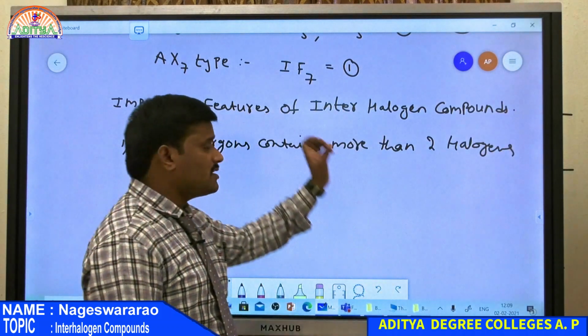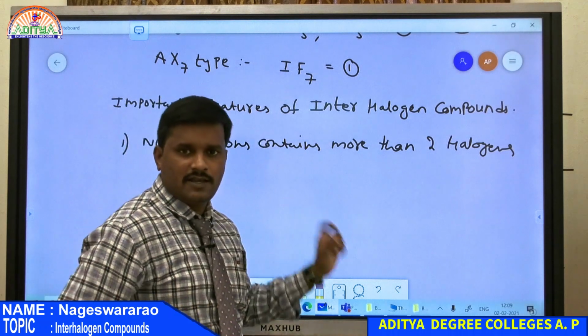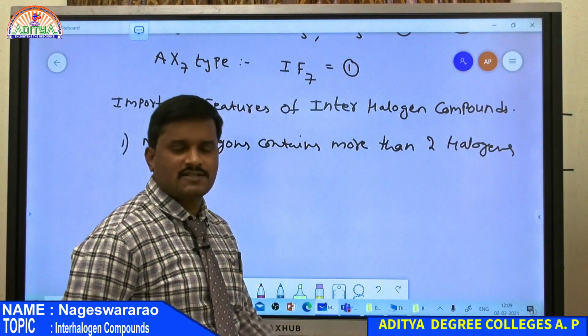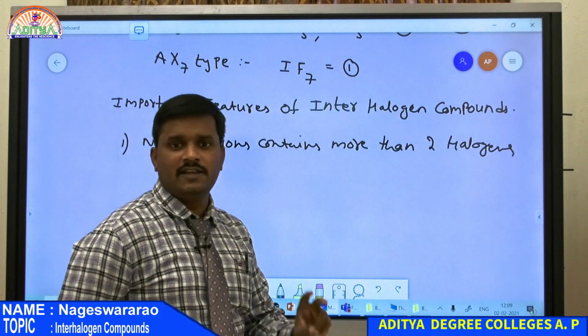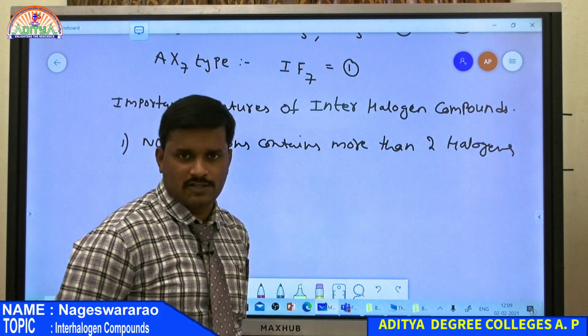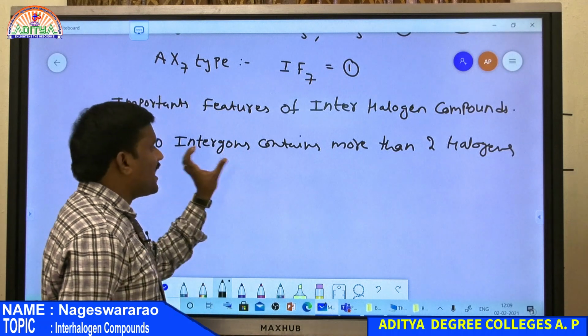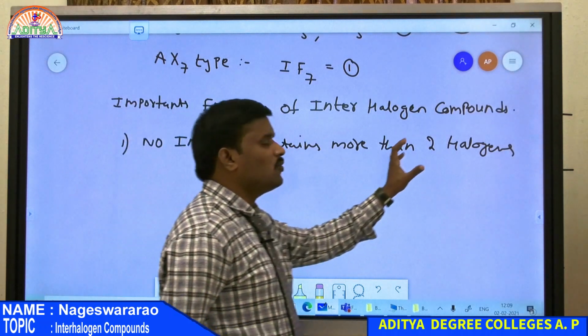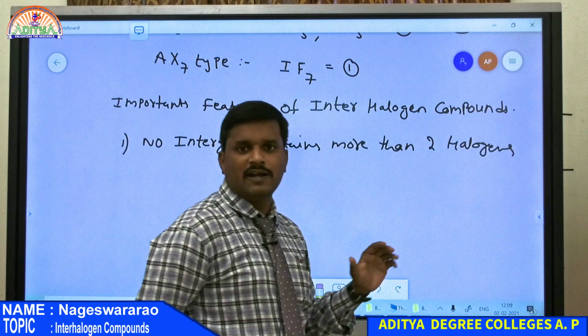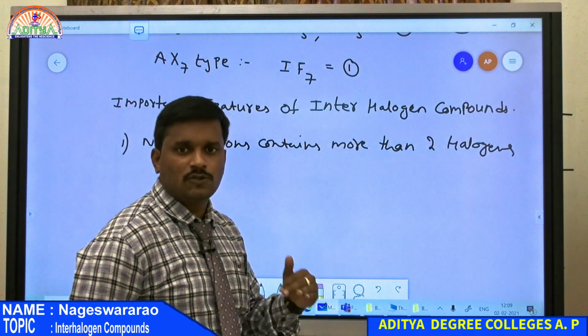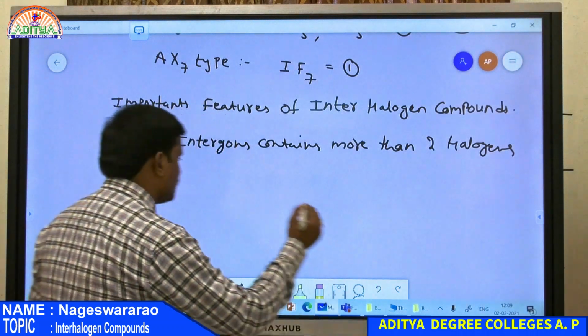Look at the examples. Every time A is bonded with X type, either AX or AX3 or AX5 or AX7. So there is an involvement of 2 halogens only. That is why the first characteristic property is that no interhalogen contains more than 2 halogens. It should contain only 2 halogens. So that is the first property.